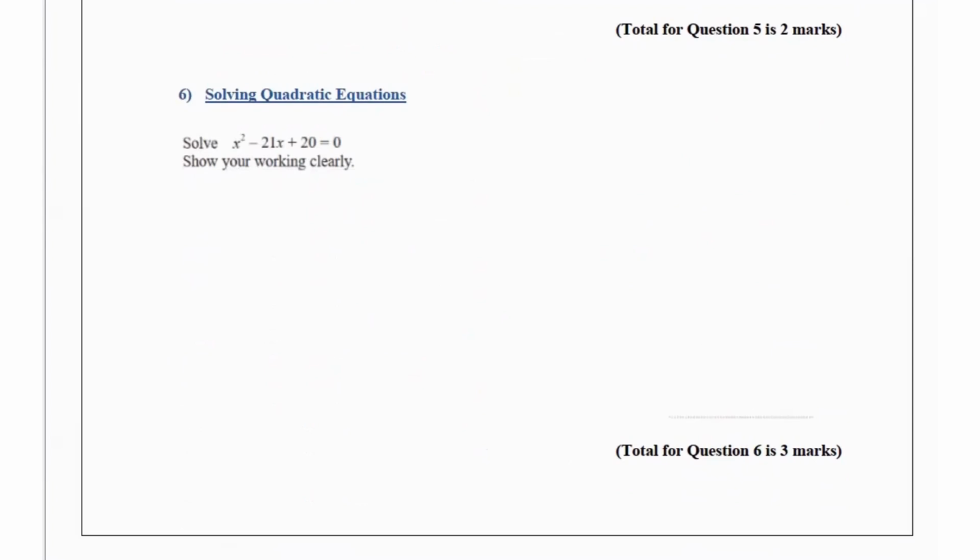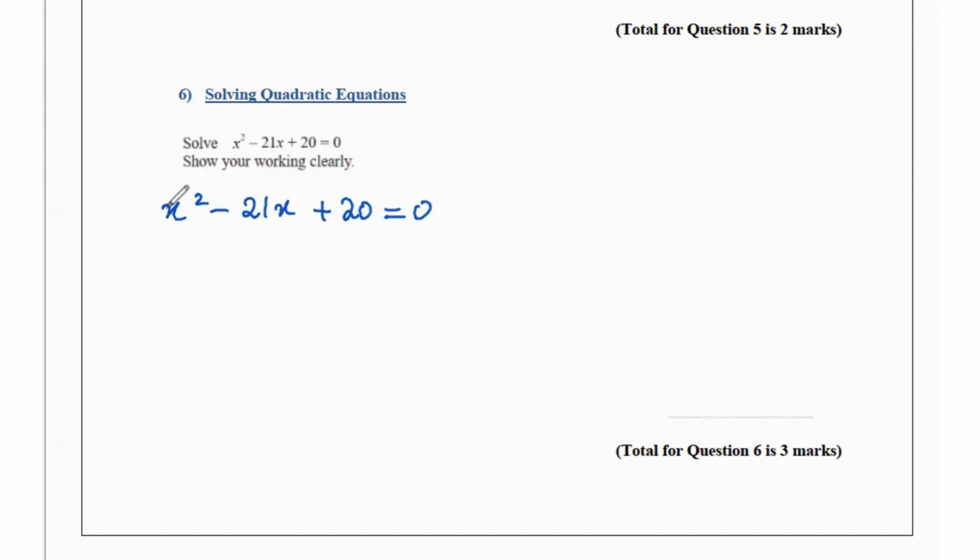Solving quadratic equations. In this, we're going to factorize this quadratic equation and then use that to find the value of x. So we have x squared minus 21x plus 20 equals 0. Now, there are two ways of factorizing a quadratic equation. Either you can use splitting the middle term, or you can use the quadratic formula. Whichever you're comfortable with, just use that. I'm going to be splitting the middle term.